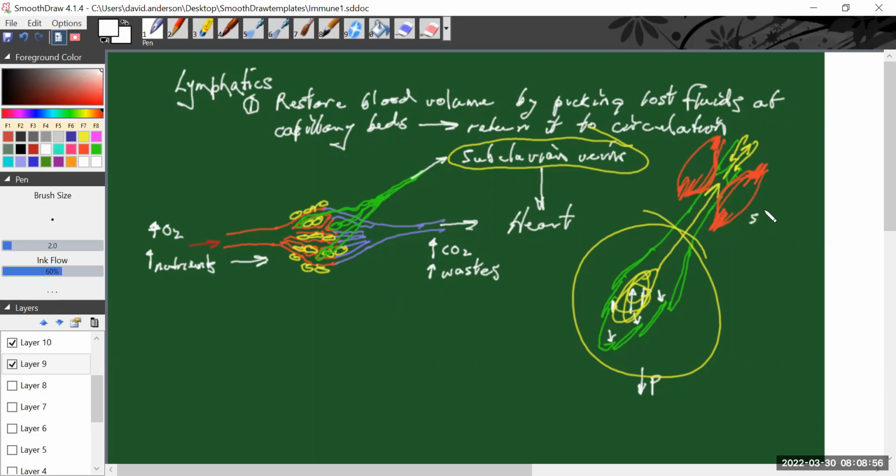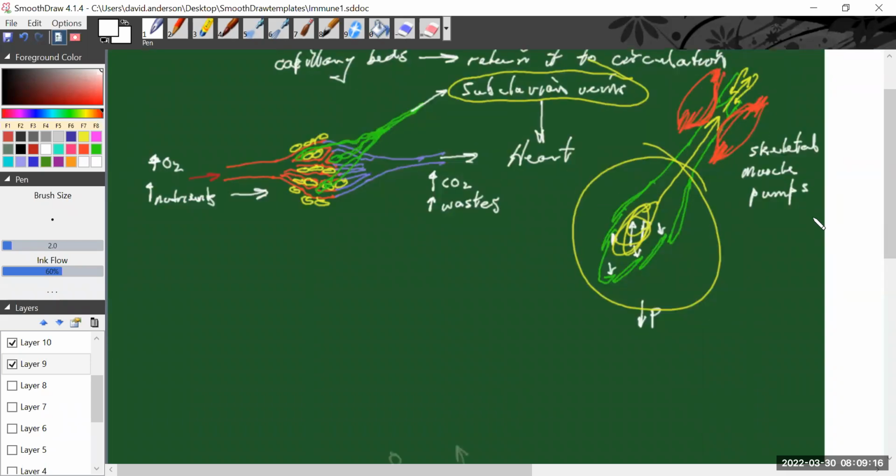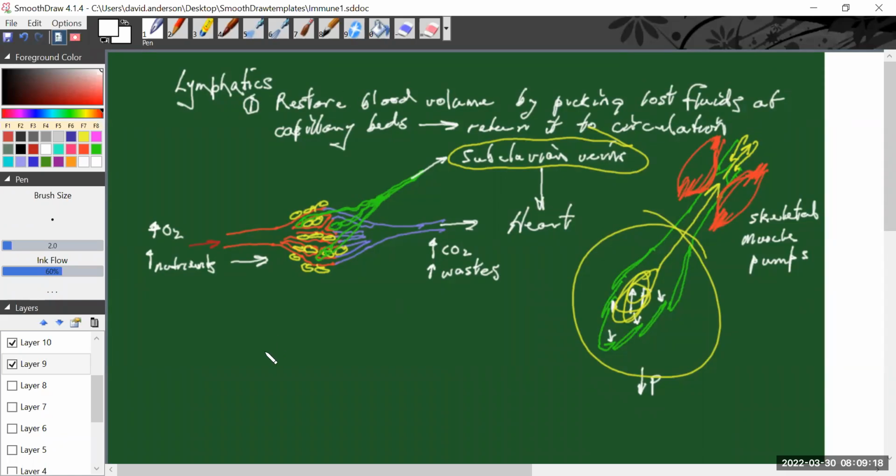You'll talk more about the skeletal muscle pumps when you do the circulatory system, because that's how blood moves in veins as well. We don't need a skeletal muscle pump for the arteries because the pump that drives blood through the arteries is the heart. So we've got one major function here that we've just drawn, and then another major function for the lymphatic vessels is that they transport some of the dietary lipids.